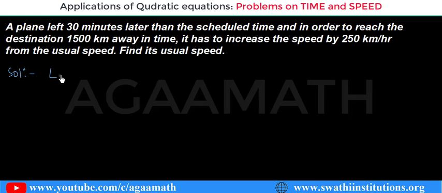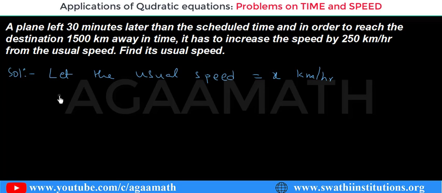So let the usual speed of this plane equal x kilometers per hour. Remember that we always use a unit to measure the speed, that is kilometers per hour or meters per second, but according to the given question I am using kilometers per hour, right? Then it is already 30 minutes late, right? A plane left 30 minutes later than the scheduled time. So in order to reach the destination, it increased its speed, right?